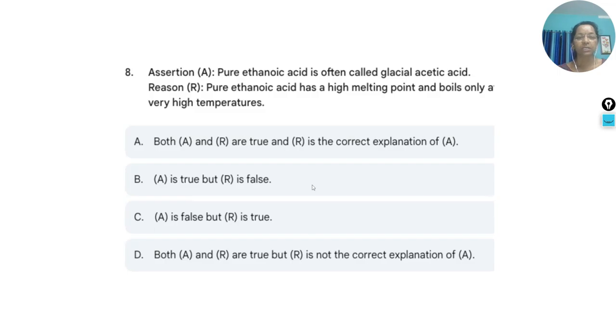Next question is the assertion: pure ethanoic acid is often called glacial acetic acid, because pure ethanoic acid has a high melting point. That is wrong. So A is true, R is false. A is true, R is false. Option B. Pure ethanoic acid has a low melting point, we know, isn't it?